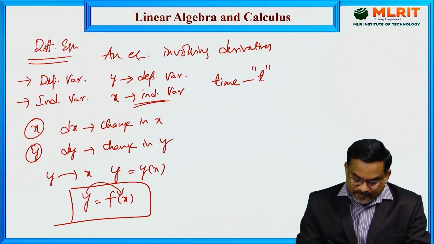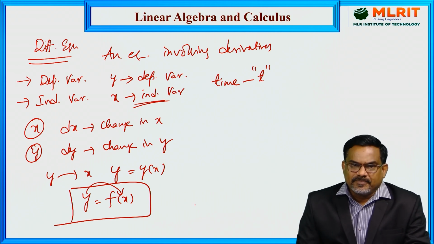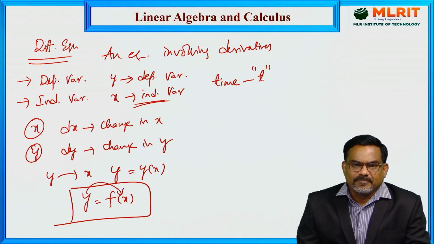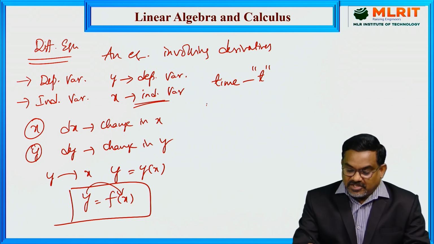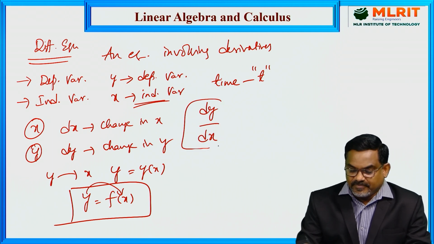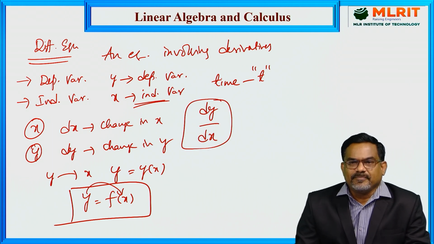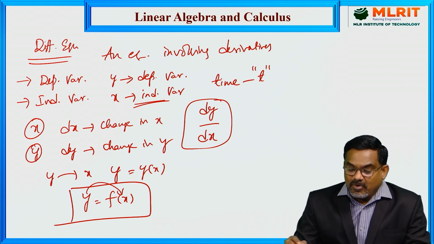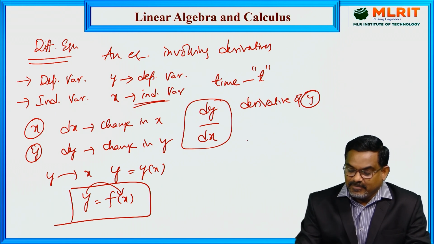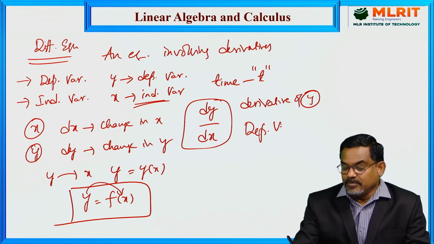Since y depends on x, whenever there is a change in x, automatically there will be a change in y. So the change in y will be with respect to the change in x. This is called the derivative, and the main point is that the derivative will be for the dependent variable only.